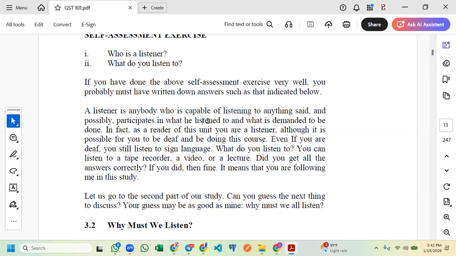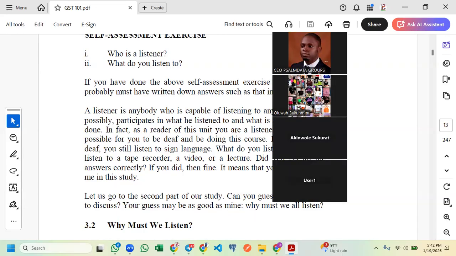Yes, who wants to try? What does it mean that a listener must have the capacity to listen? The capacity to listen. Someone should unmute and contribute. Or do you want me to start calling names like we used to do?